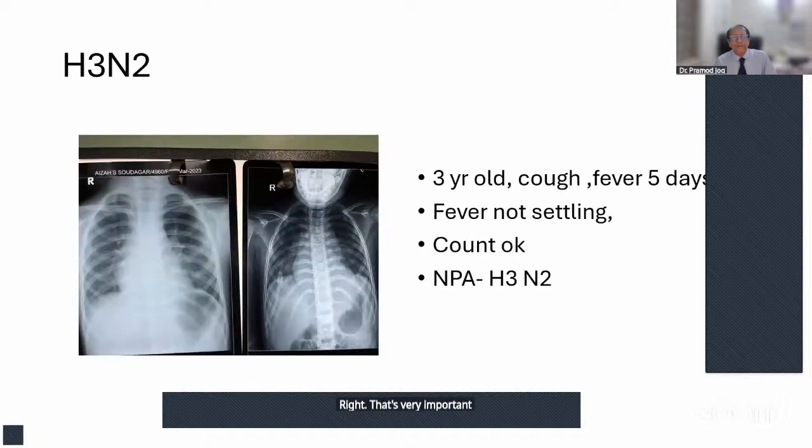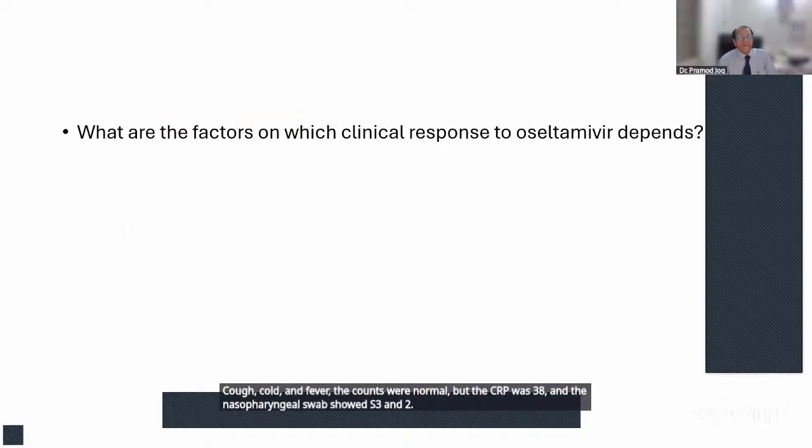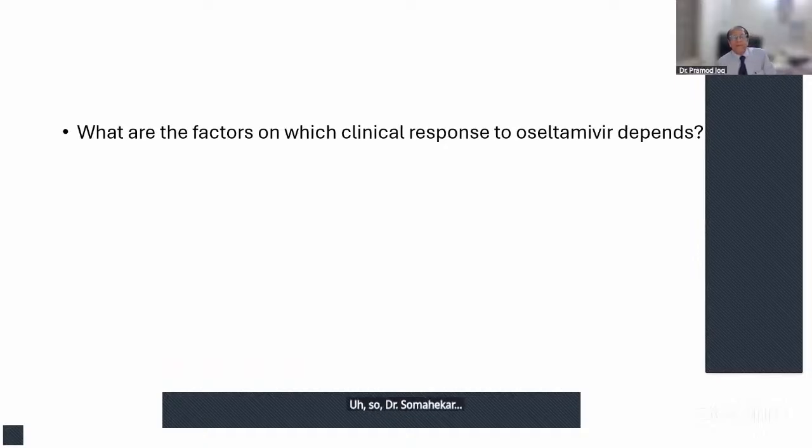And then, of course, this was another child who came with cough and fever for 5 days. The fever was not settling. Otherwise, the counts were normal, and the nasopharyngeal swab yielded H3N2. Another child had cough, cold, and fever; the counts were normal, but the CRP was 38, and the nasopharyngeal swab showed H3N2. So, Dr. Somashekar, what are the factors on which clinical response to oseltamivir depends?